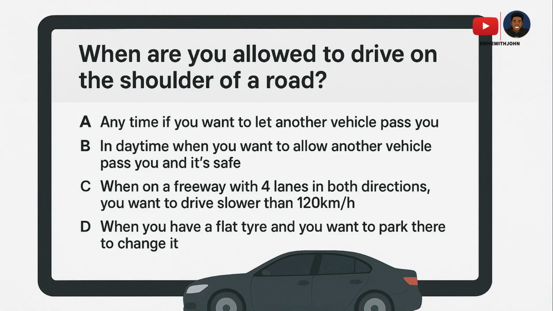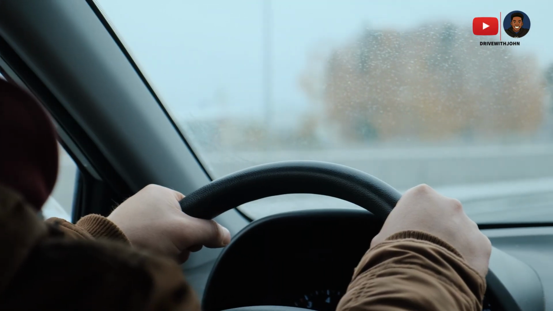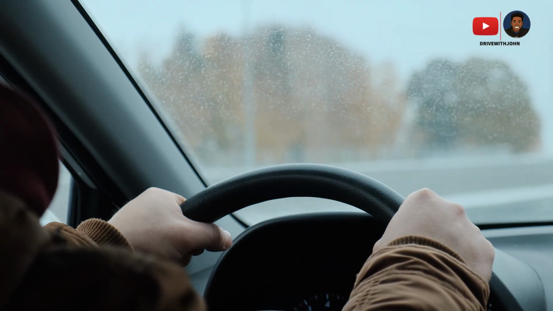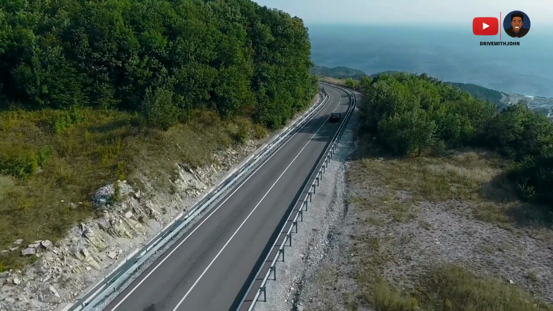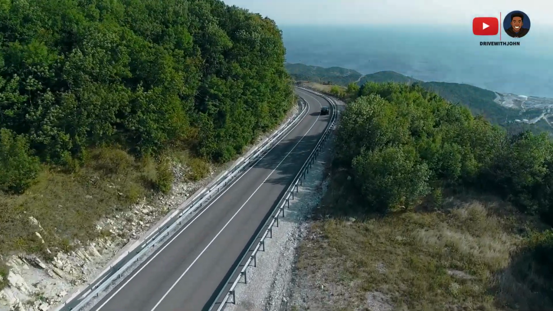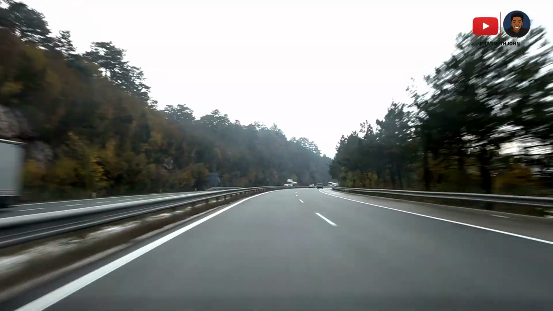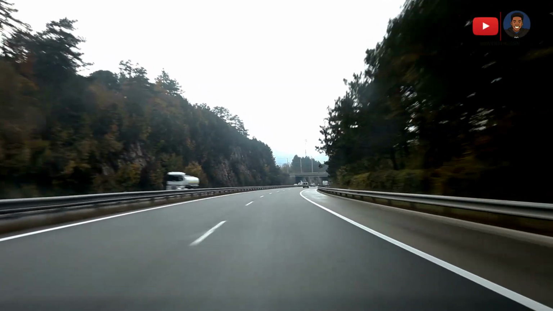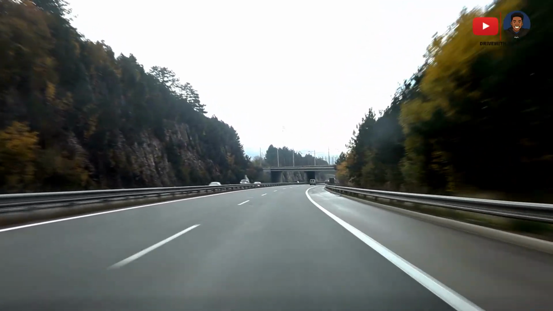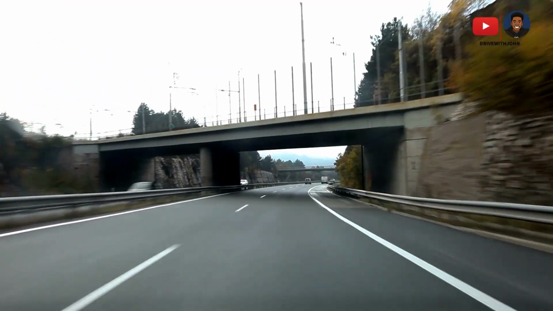Okay, so option C, when on a freeway with 4 lanes in both directions, you want to drive slower than 120 kilometers. No, you still don't drive on the shoulder of the road on the freeway unless it's an emergency and you need to stop your car there. Then you can. But other than that, you do not drive on the shoulder of the road. You've got 4 lanes, drive in those 4 lanes and stick to the speed limit. Do not drive 60 on the freeway. No, you cannot drive 60 on the freeway unless you're directed to do so by a traffic officer, or there is traffic on the highway and you need to decrease your speed. Then you can drive 60. However, if there's nobody in front of you, do not drive 60.